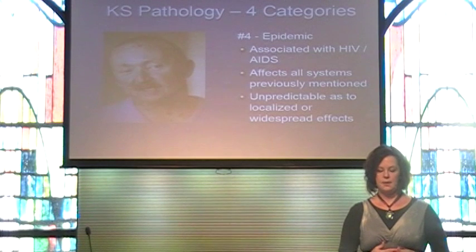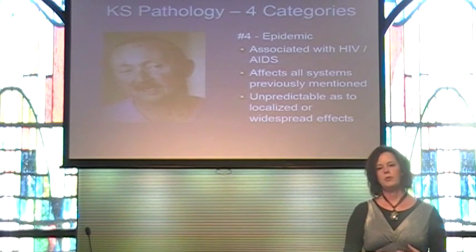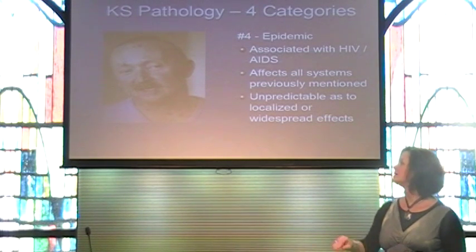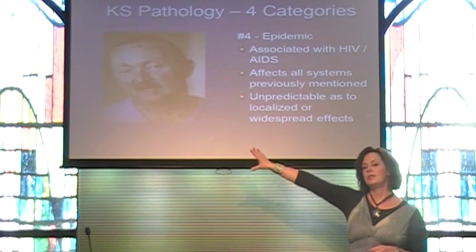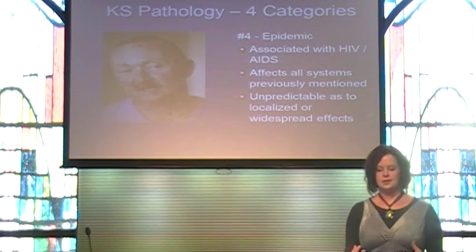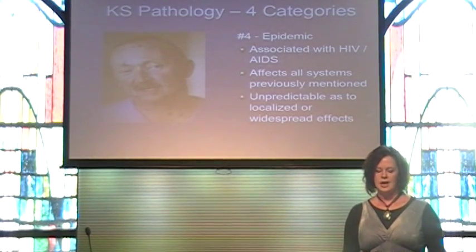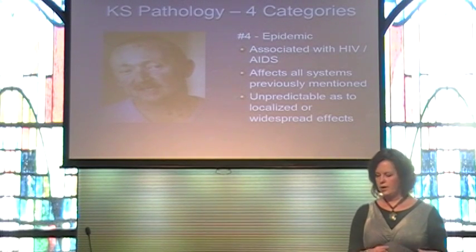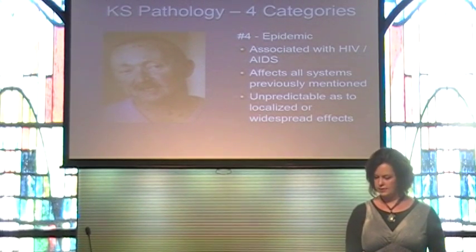Finally, the 4th type is epidemic. It was first reported in 1981 and is associated with HIV and AIDS. That is the textbook picture that actually did come out of my A&P textbook. It affects all systems as previously mentioned, and it's unpredictable as to localized or widespread effects, so there's no clear prognosis for the disease.